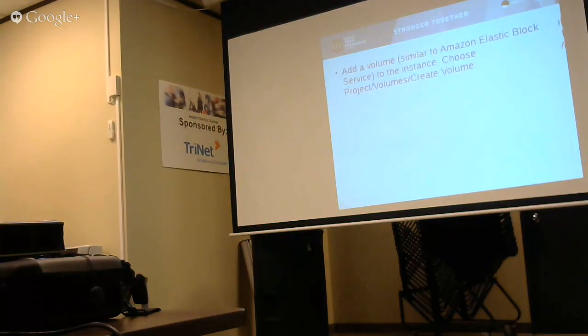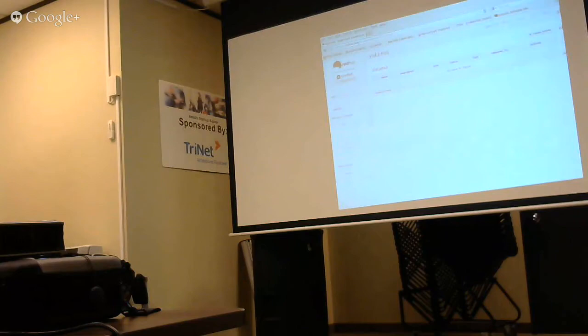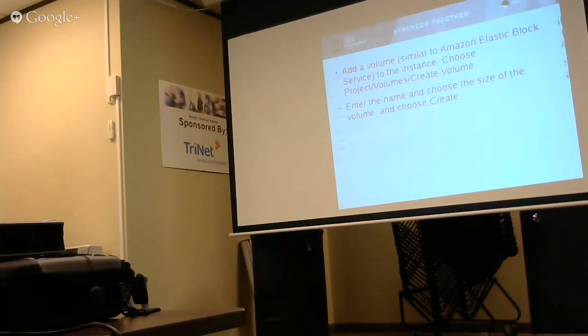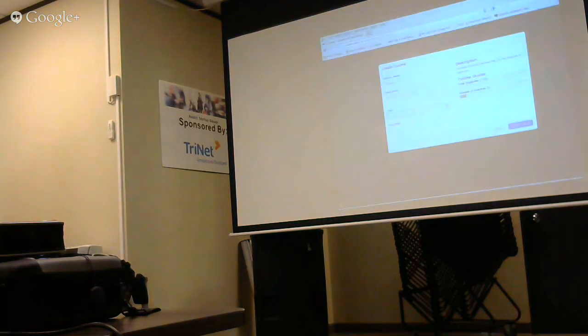All right, cool. So then you can get into some of the fancier stuff, like add a volume. So you can attach a volume, similar to Amazon EBS. And the way that you do that is you go into project, go to volumes, and choose create a volume. And it's real simple. You just go in and choose the size. So give it a name, give it a type, and give it the size. And actually, you don't even need to give it a type. Just leave it blank. So I created a 5 gig volume and clicked on create volume.